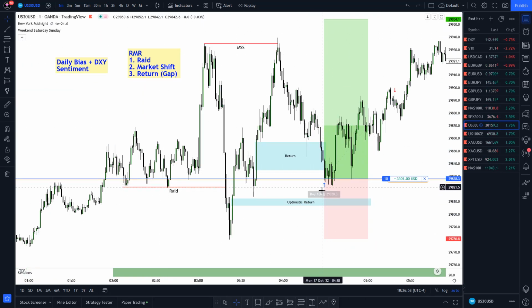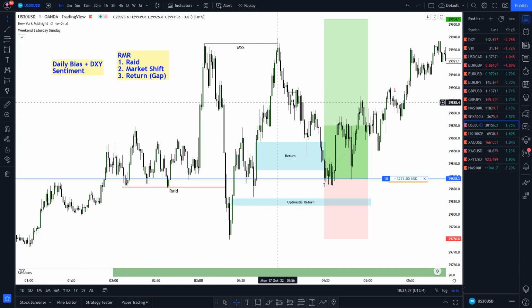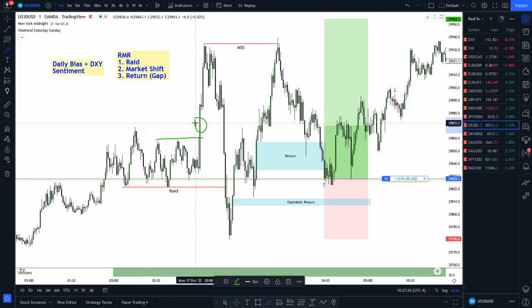But before I move on to the objectives, I'll just talk about the daily bias, which will explain why I was looking for long positions, because we could also argue that above these equal highs we can call the raid. After it breaks a swing low, we can call this the market structure shift. And then we have a gap over here.